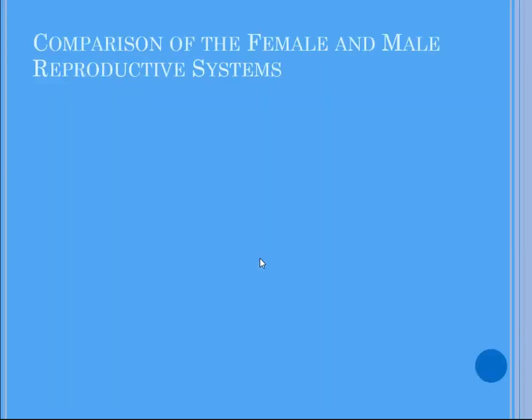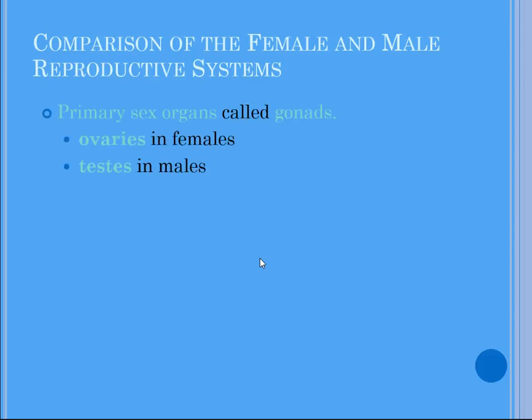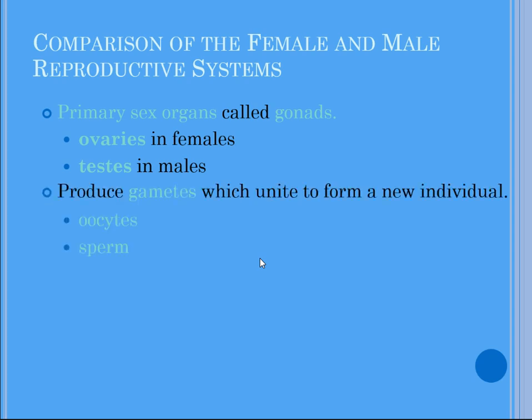Okay, now when we look at the comparison, of course, we're doing the same things, right? We're producing gametes, and we're producing hormones. The primary sex organs are called the gonads, and those are ovaries in females. We're going to talk a lot about ovaries, and those are testes in males. The singular for testes is testis. All right, and then these produce gametes, and those gametes are going to fuse to form the new individual, the zygote, and we'll talk about that when we talk about development. But ovaries produce oocytes, which are eggs, and testes produce sperm.